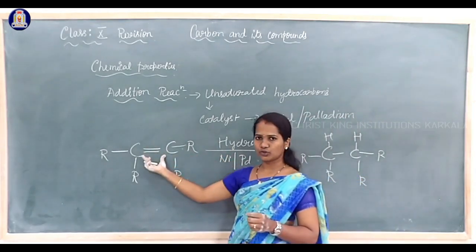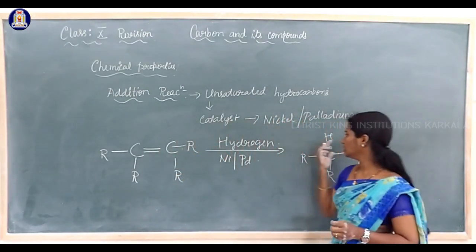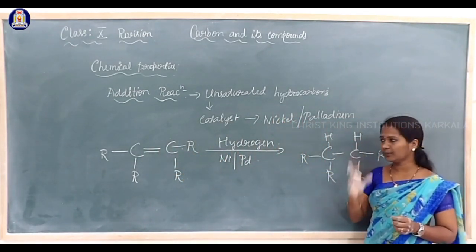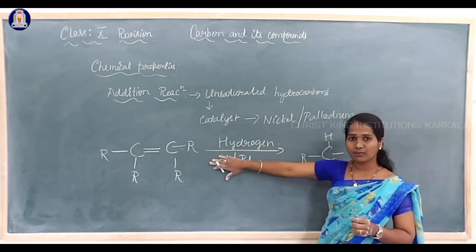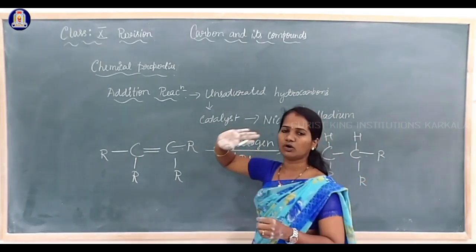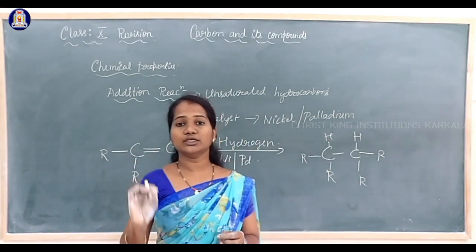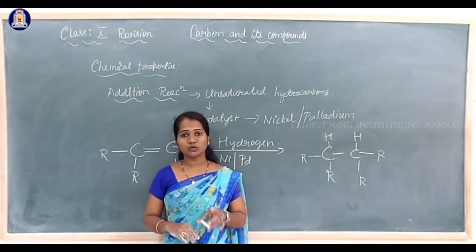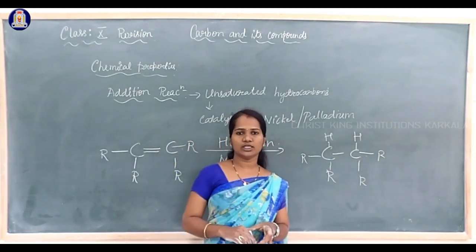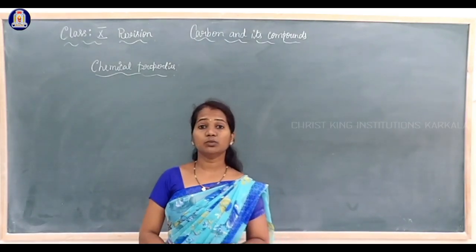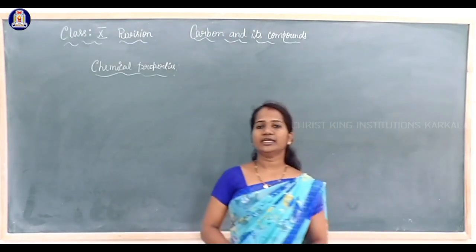These unsaturated compounds are converted into saturated. Double bond is converted into single bond in the presence of catalyst by passing hydrogen gas. This reaction is called addition reaction, the addition reaction of carbon compounds. They are mainly used in the hydrogenation of vegetable oil. Next we will move to questions related to addition reaction.